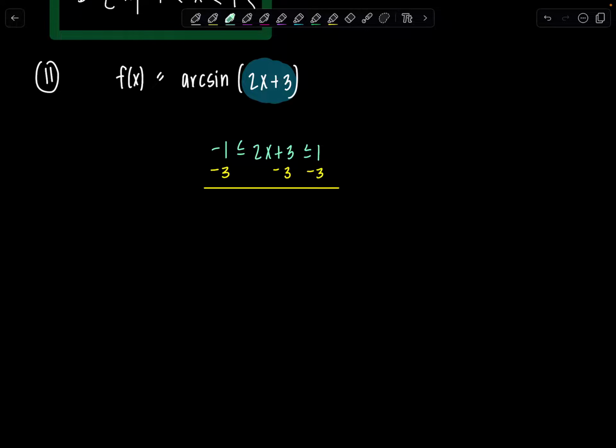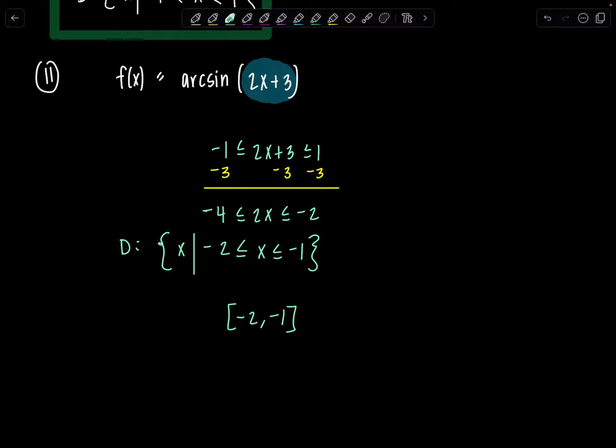And then we have here negative 4 is less than or equal to 2x is less than or equal to negative 2. And then divide by 2, so x is less than or equal to negative 1 and greater than or equal to negative 2. Now, this is ready to go. If you just want to put it in set builder, see? Don't have to rewrite anything. Boom. In interval notation, brackets, right? Between negative 2 and 1.